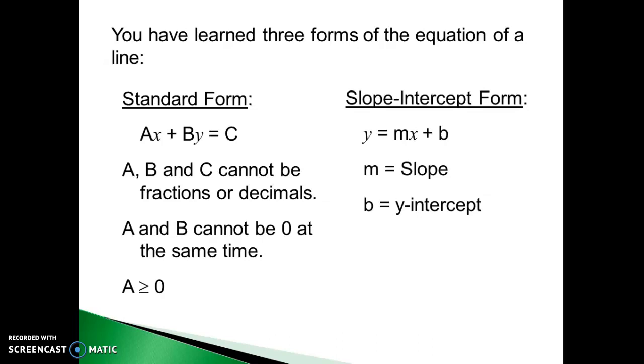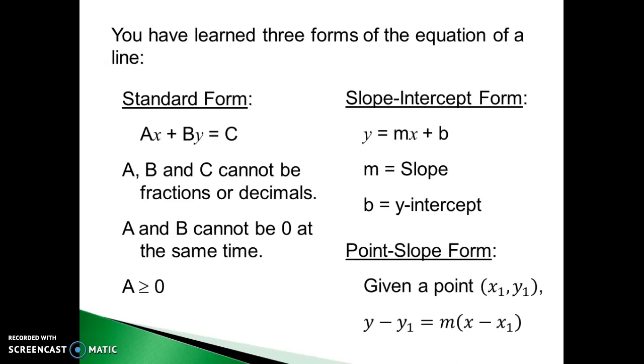Slope-intercept form is y is equal to mx plus b, where m is the slope and b is the y-intercept. And then point slope form means that if you know the slope and you know a point that I gave you, then you can go straight into finding the equation of the line.